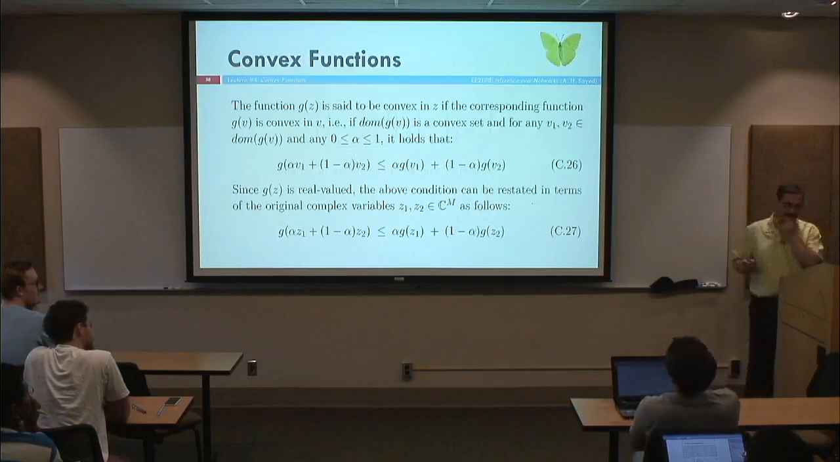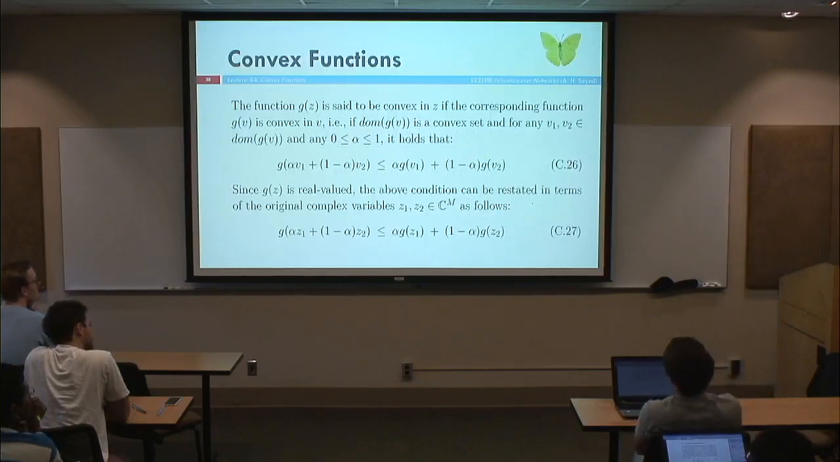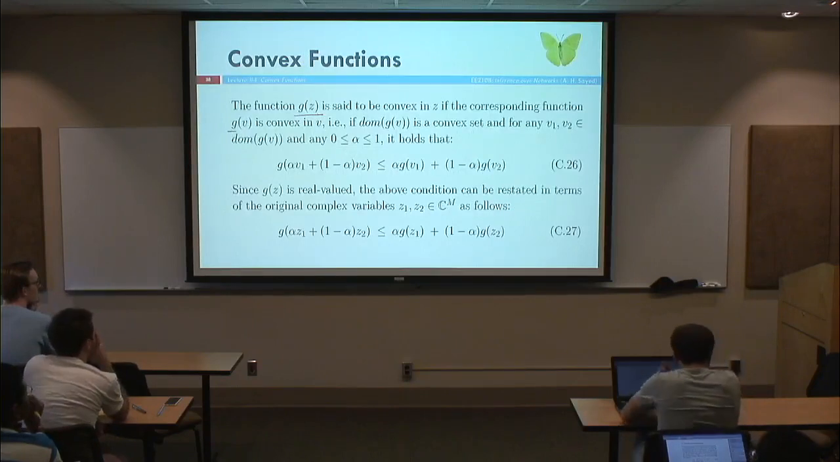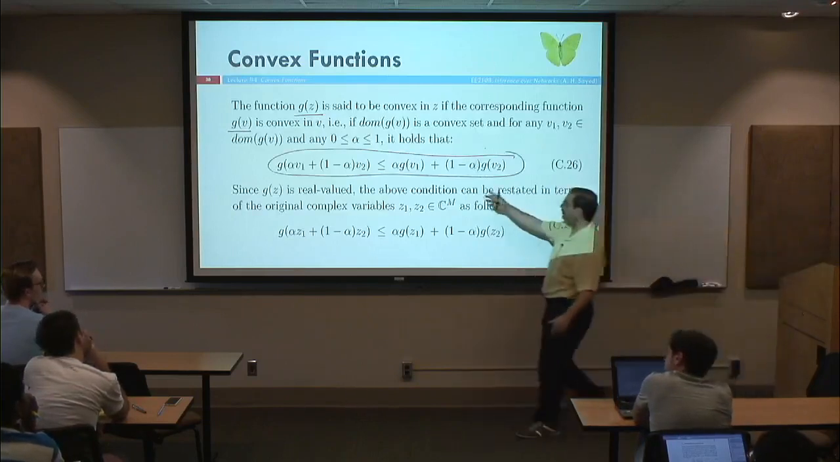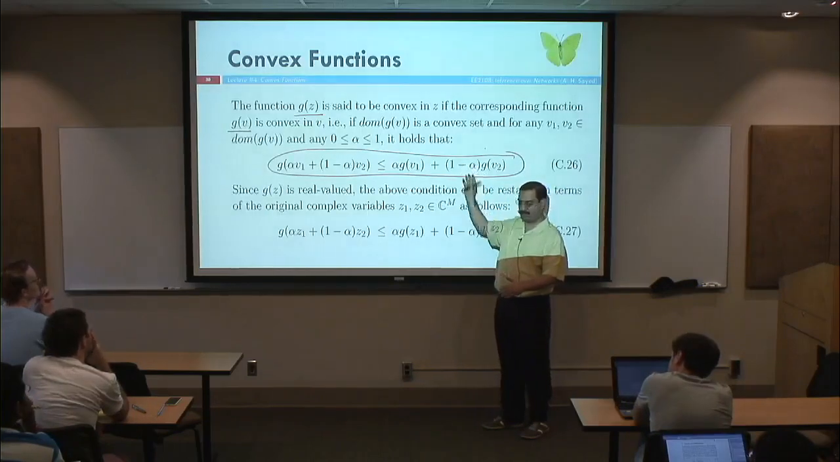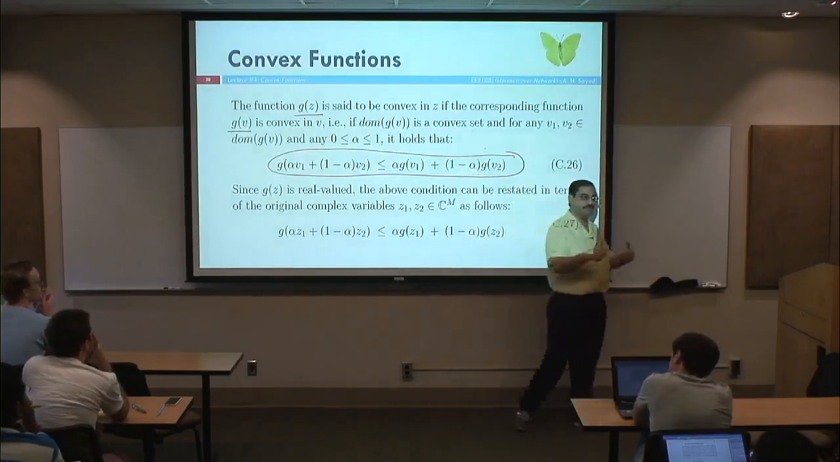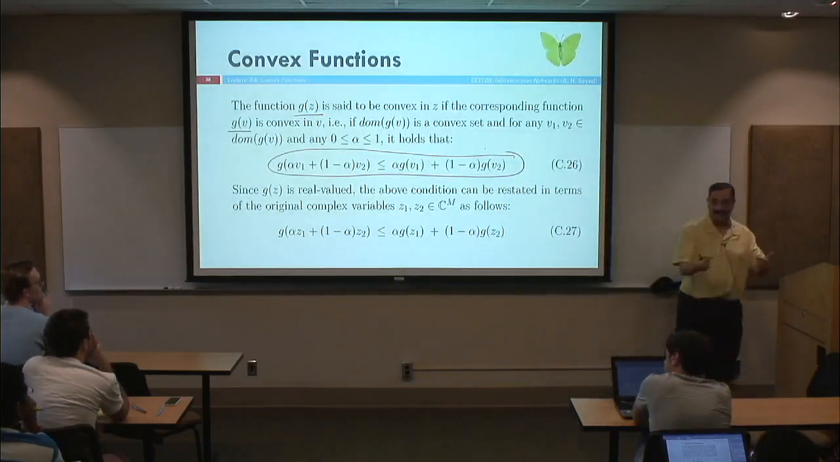So let's look at this, okay? I will say that G of Z is convex if the corresponding G of V is convex, fine? Which would be to say this. G at any middle point is upper bounded by the, okay. But I want to transform this into a statement in the Z domain.